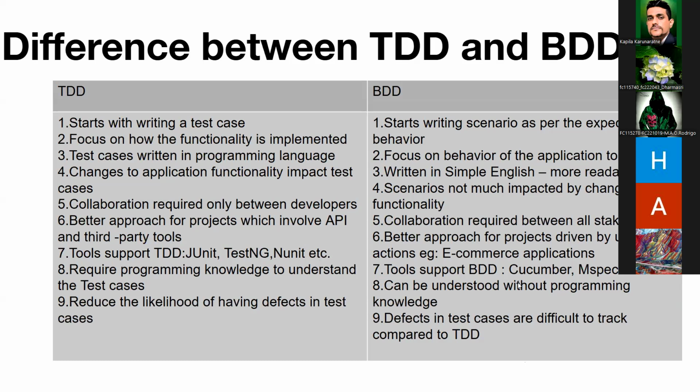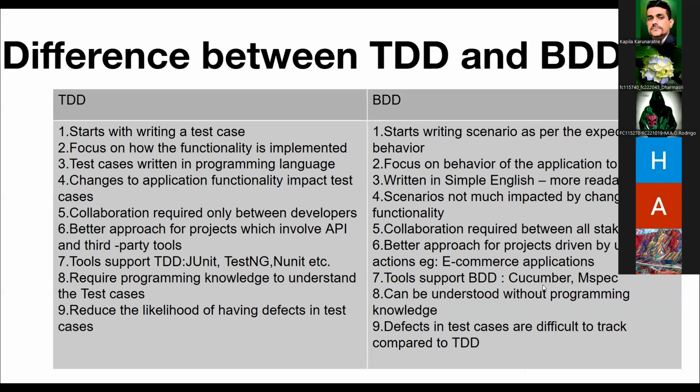But when it comes to BDD, you use a tool like Cucumber. Cucumber is one of the famous ones. There's another tool called JBehave. You use Cucumber or JBehave, which are very famous tools for the Gherkin language, and that reduces the likelihood of having defects.